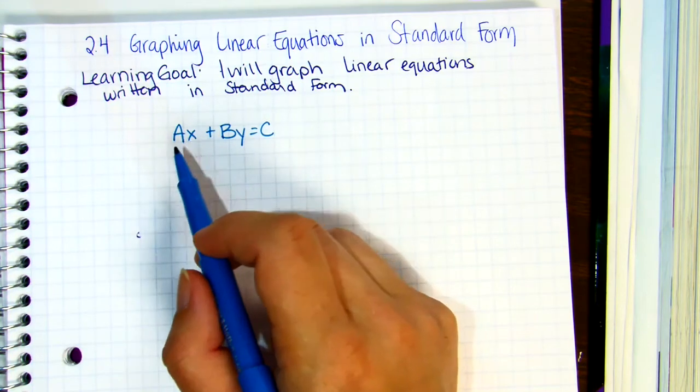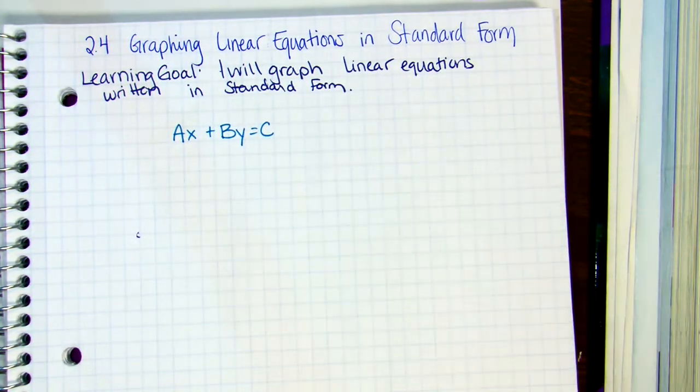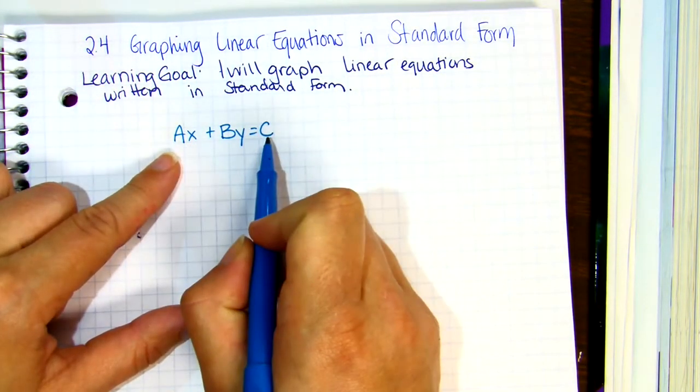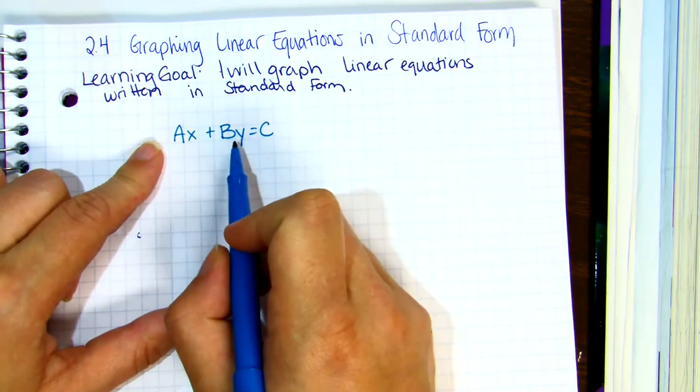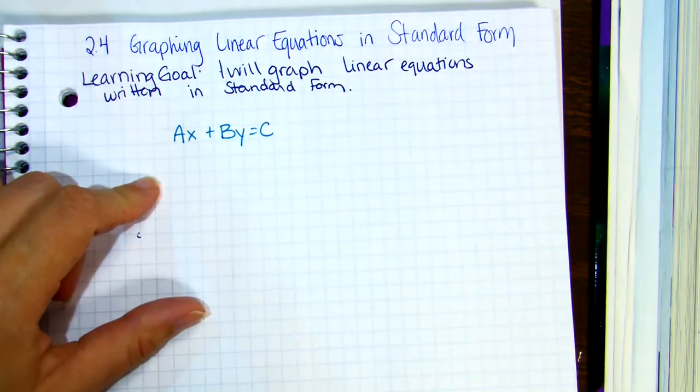I've seen in other books where A, B, and C actually have to be integers. That doesn't seem to be a requirement based on this book, but when you get into high school, maybe in Algebra 2, you might be told differently. It just really depends on the teacher. So this is what standard form looks like, and A and B can't both be 0.